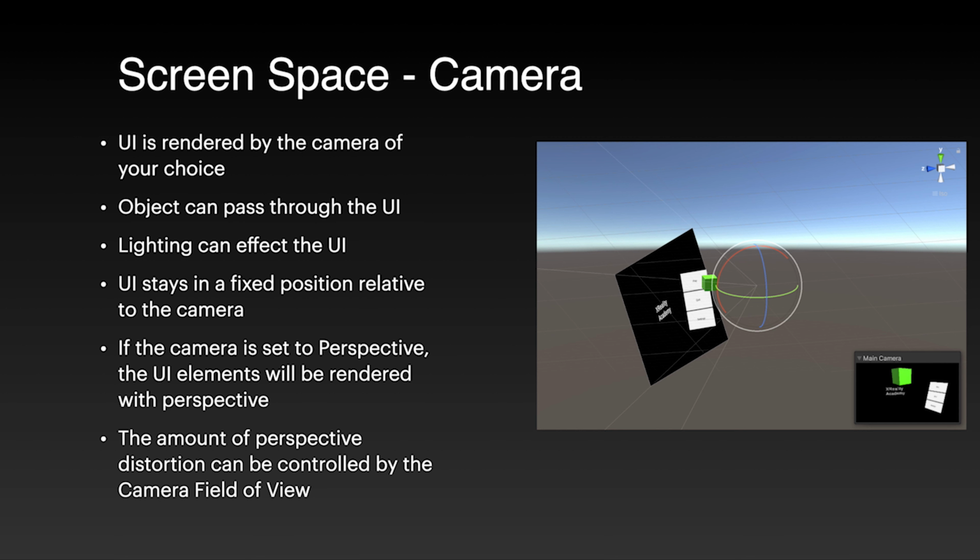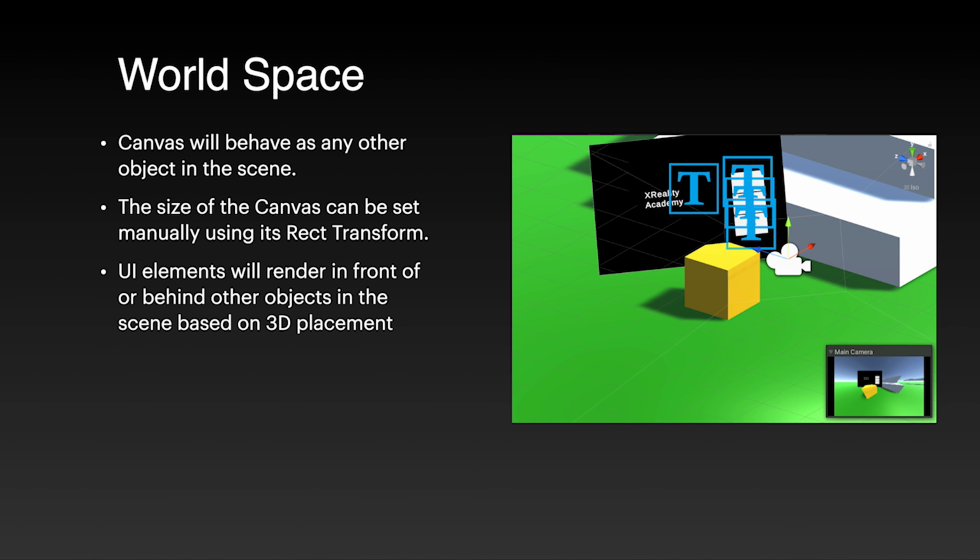And the UI stays in a fixed position relative to the camera. And then, for example, you can always adjust the field of view in order to see a different perspective of your UI or your 3D object. And if the camera is set to perspective, the UI elements will be rendered with perspective.